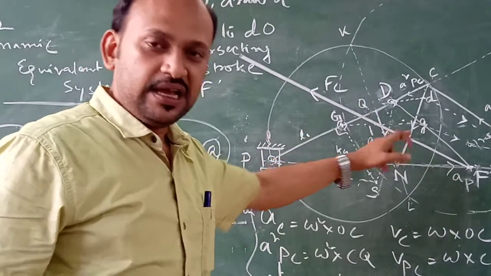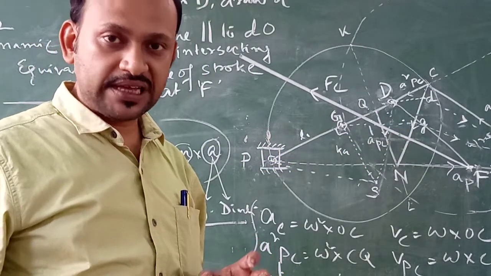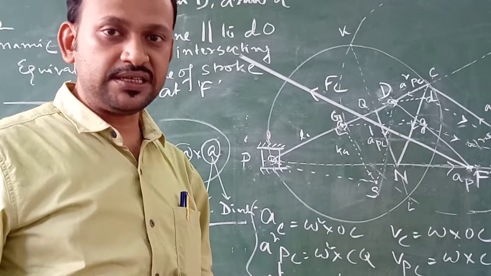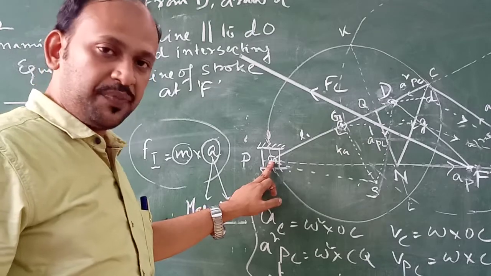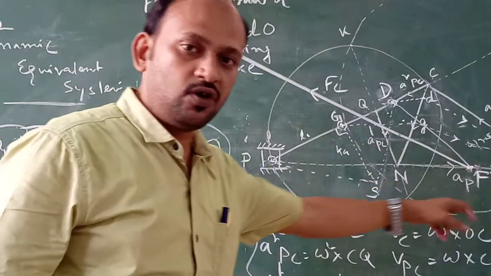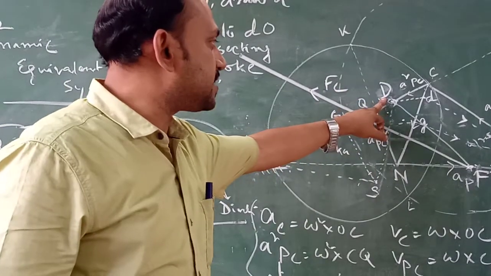P and D, and in the next step we are interested to find out the direction of acceleration of P as well as D. Fine. So what will be the direction of acceleration of P? Either from P towards O or from O towards P, depending upon the position of the crank. What will be the acceleration of D?